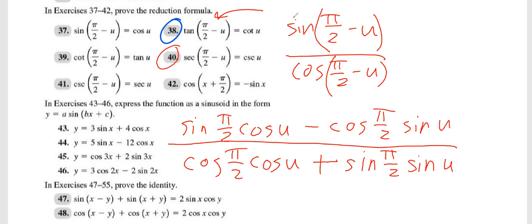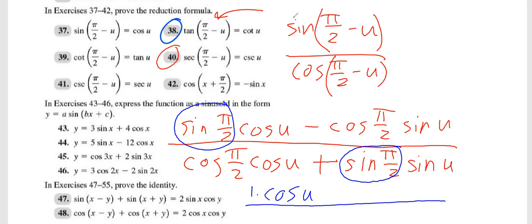So what are we going to replace for the sine of pi over 2? Aren't those ones? Right? You're at the top of the circle. It's the y value. So we got 1 times cosine u, and all the way over there, after the plus, is a 1 times sine u.